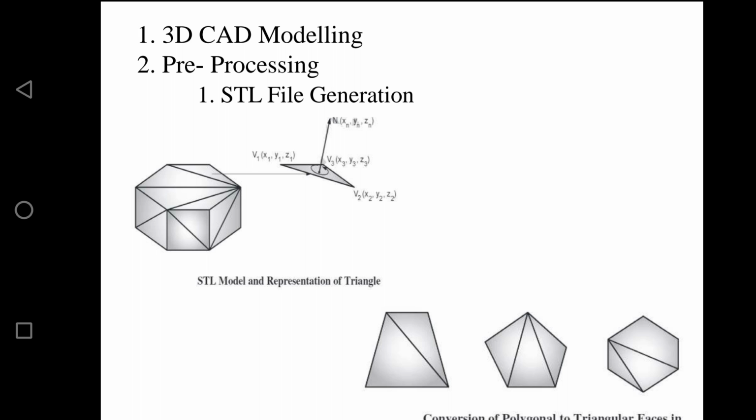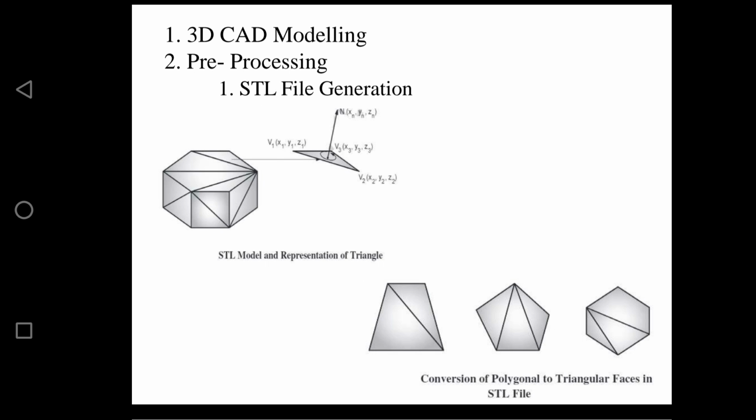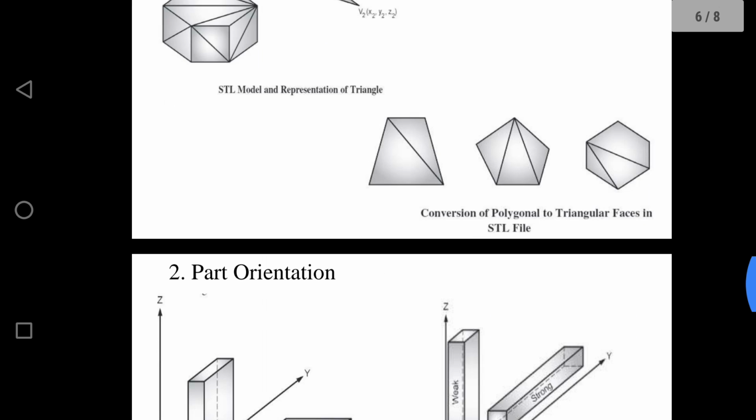The STL format represents a three-dimensional surface as an assembly of planar triangles, like facets of a cut jewel. The more highly curved the surface, the more triangles have to be used. So whatever the shape you have, you need to divide it into planar triangles. You can see it here in the hexagon, where the hexagon faces are converted into planar triangles. If we have a highly curved surface, more triangles have to be used. So that is the STL file generation.